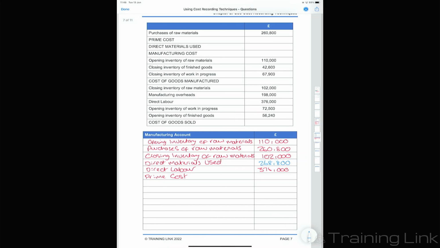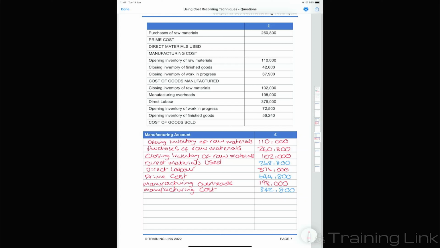of 644,800. Okay. Next, we've got our manufacturing overheads. So again, our indirect costs here. And that's for the amount of 198,000. And that gives us our manufacturing cost. So if we add those together, it gives us a total of 842,800. Okay, adding our prime cost and our manufacturing overheads there.